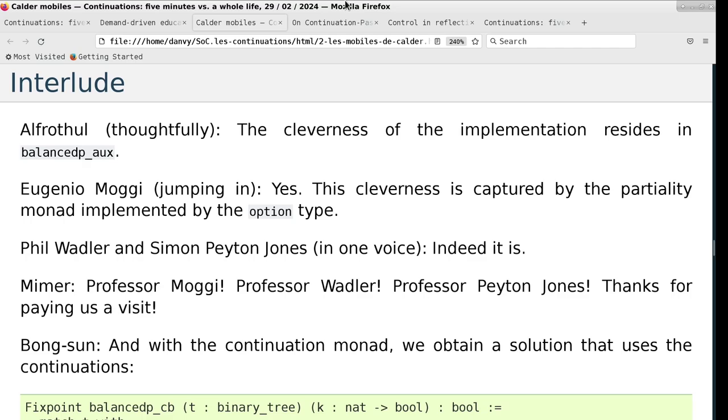The cleverness of the implementation resides in balanced P auxiliary. Yes, this cleverness is captured by the partiality, or not, implemented by the option type. It is.